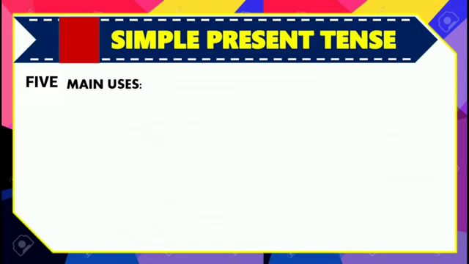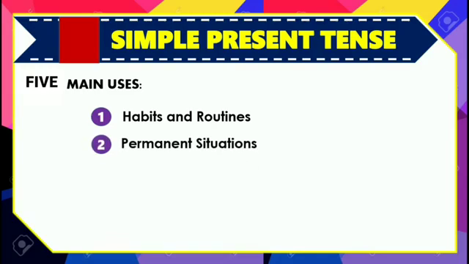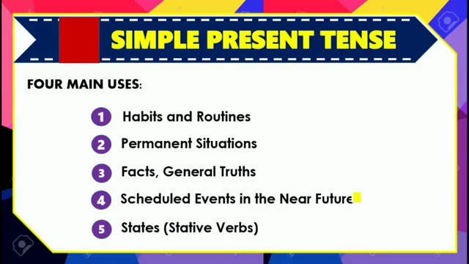Now let's move on to discussing the different uses of simple present tense. The first use is when you talk about habits and routines. Another one is about permanent situations. The third is when you talk about facts and general truths. And of course, scheduled events in the near future you also need to use simple present tense. And the last is when you talk about states with stative verbs. We are going to discuss all these uses one at a time.